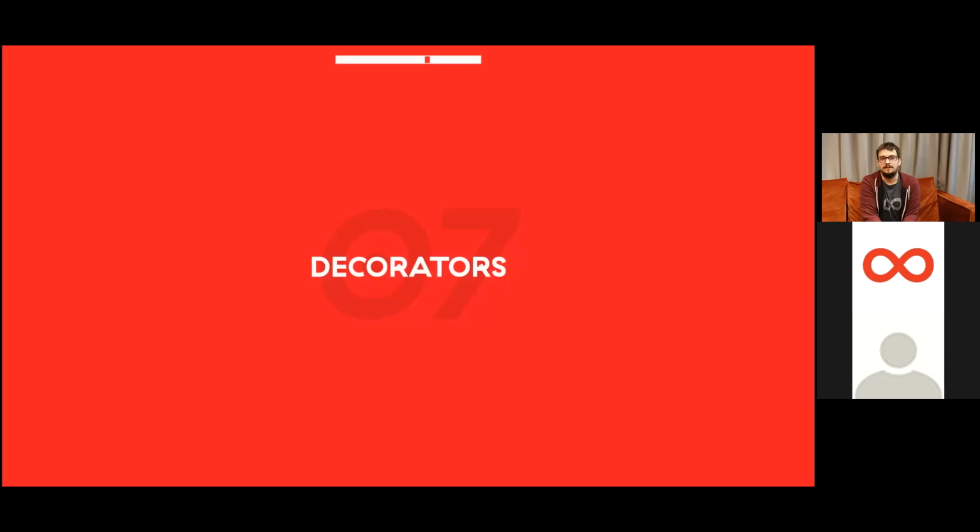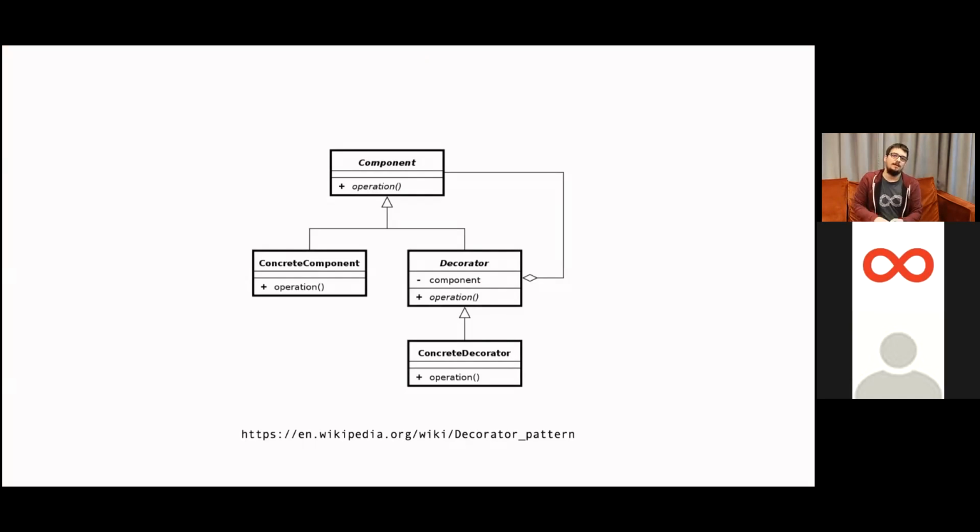Okay, next thing that is really useful is decorators. And decorating is a common object-oriented design pattern. So you might read about this pattern for Java, C# or many other languages. And you will see some UML diagrams like this. This is all quite boring.